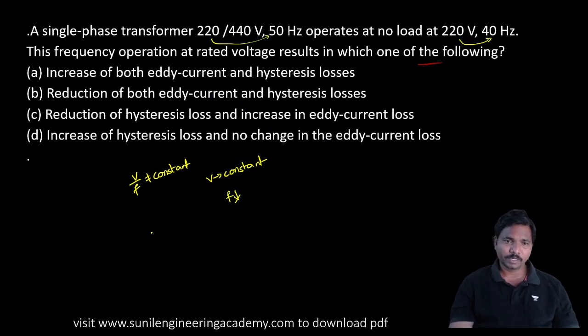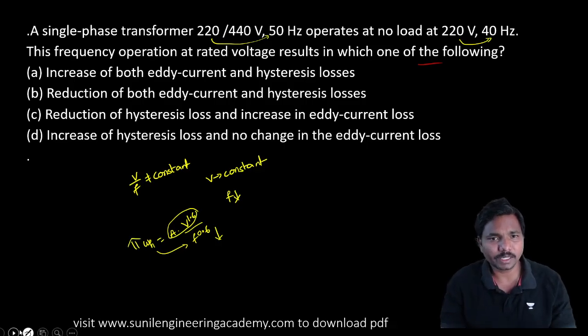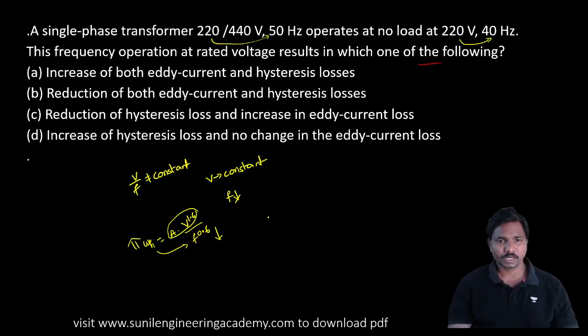Okay, so V by F is not constant. What about the hysteresis losses? W_h is proportional to V to the power 1.6 by F to the power 0.6 now. If V is constant, W_h is inversely proportional to frequency. So frequency decreases means hysteresis losses will increase. Okay, increase of hysteresis losses.